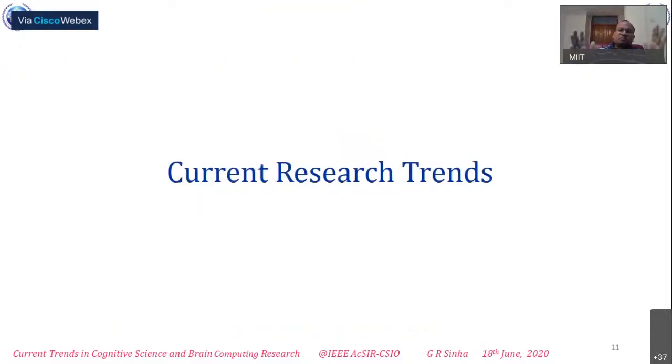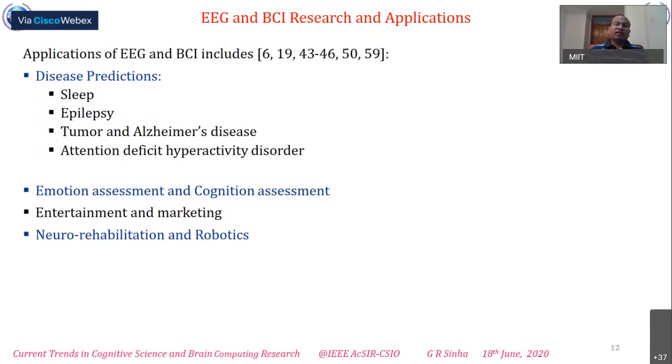So that was the first part. I tried to introduce what cognitive science is, what brain computing is, and what motivates us. What is the motivation behind these research areas? So that was the attempt. I hope everyone got some idea of what the area is, an overview.